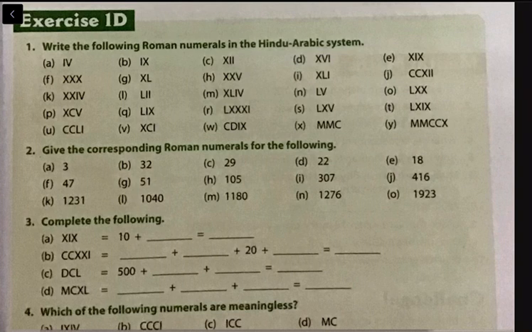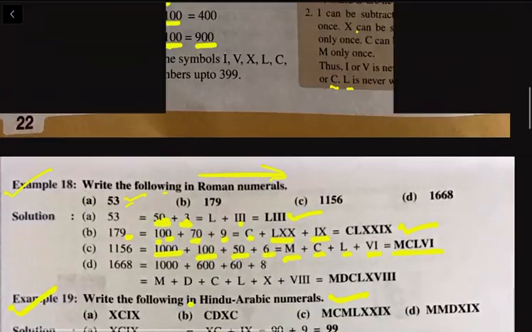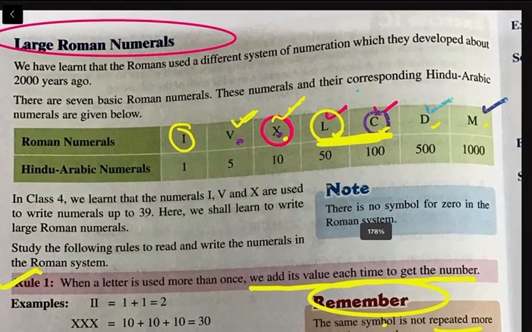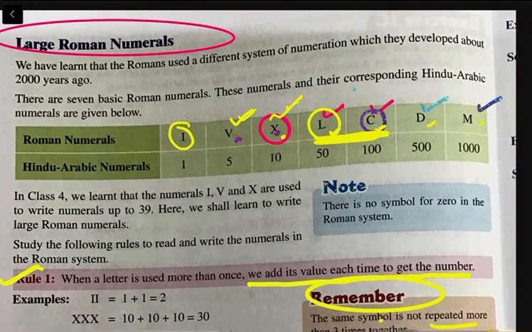This is lecture number 6. We have studied Roman numerals in lecture number 5. Let us revise what we studied in the previous lecture. We studied about the Roman numerals. There are 7 basic Roman numerals: I, V, X, L, C, D, M. If you want to know in detail, you may see my previous video, lecture number 5.